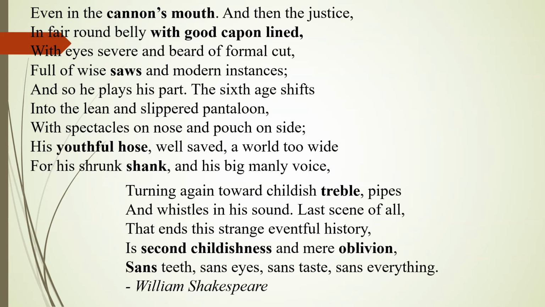And then the justice, now this is the fifth stage. In the fourth stage you settle down, you have achieved something, you are at a position, you have some respect in society, and then your fifth stage comes. And then the justice in fair round belly. Now fair round belly means what? At this age you have crossed 40 to 45, your physique has changed, and you have some belly also at that age.